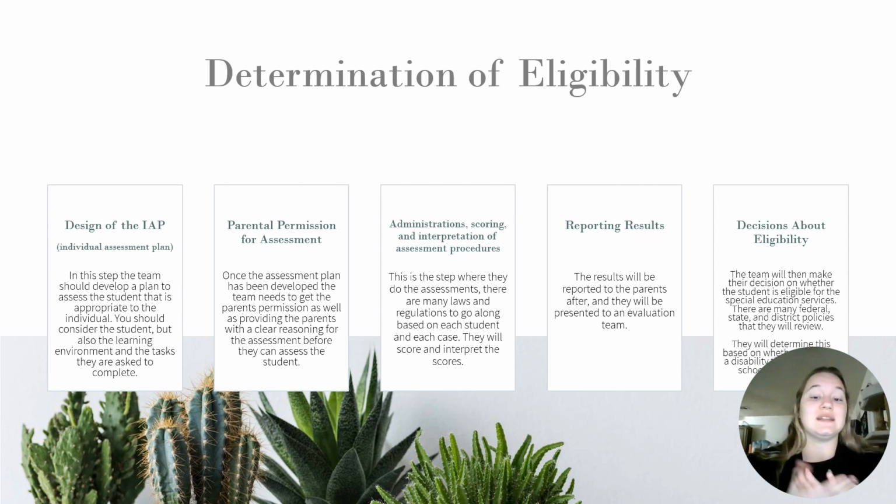The final thing is the decision about eligibility. The team will all come together and make the decision using the test scores from the assessments that we did with the student. We will determine, based on federal, state, and district laws, whether we feel that they need to be placed on an IEP and receive special education services.